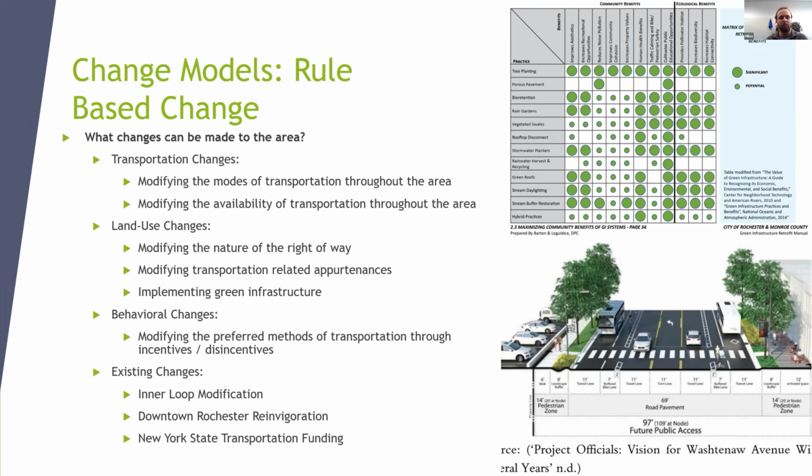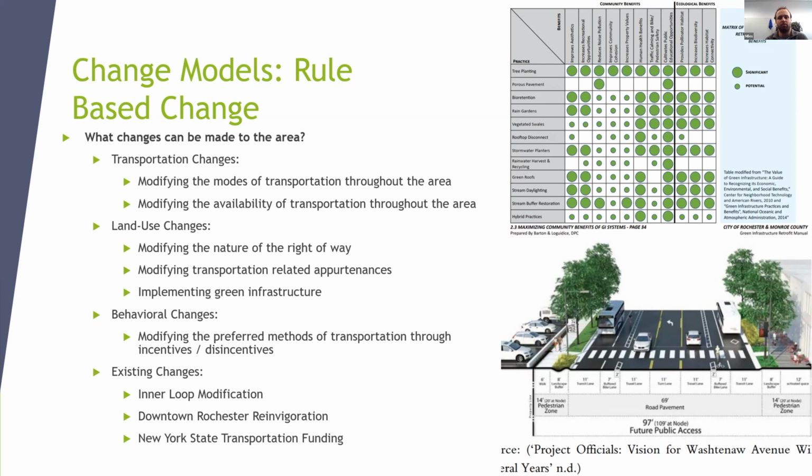It doesn't make sense for people to be walking or biking in some places. Does it make sense to introduce fixed rail? Does it make sense to introduce buses, electric buses, all sorts of different modes of transportation, and what makes sense to introduce in those areas? Talking about the nature of the right-of-way, how should I modify the right-of-way? I can see this chart up here. There are a number of green infrastructure practices, such as introducing tree planting, bioretention, rain gardens, and porous pavement.